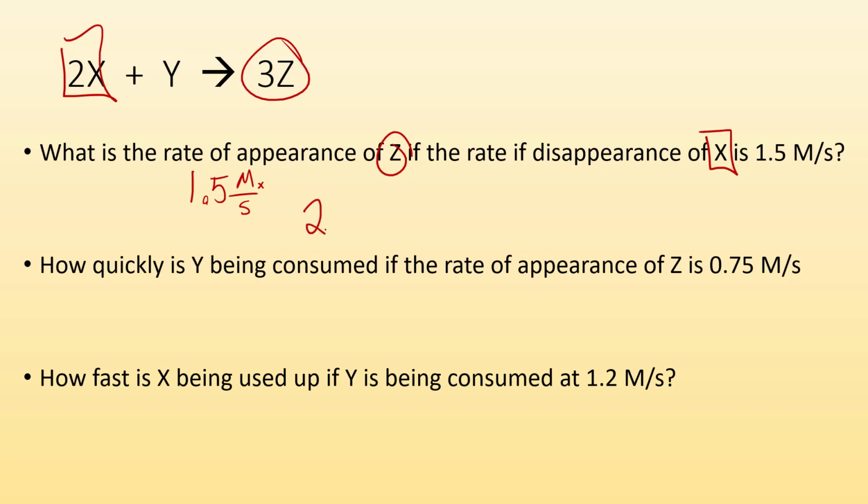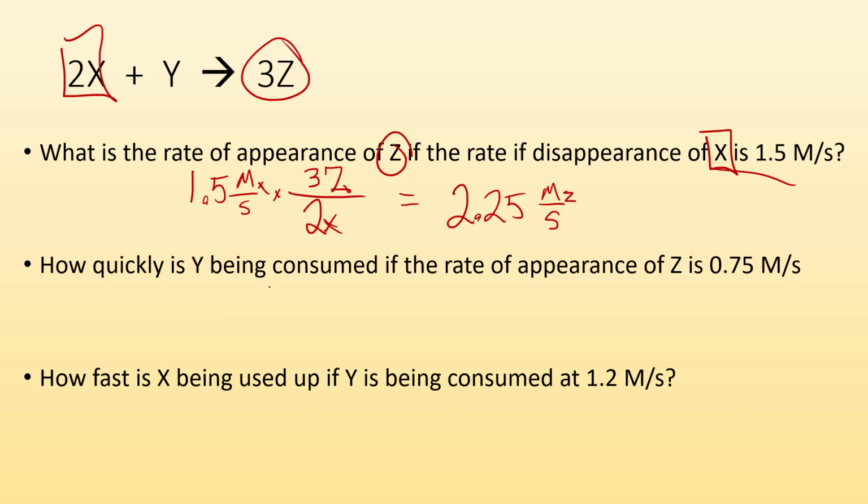So I'm going to have to say for every 2x that gets used, I'm making 3z. Now I can just multiply this and the x cancels out. And when I do that math, I end up with 2.25 molar per second. So this is for z. That's how quickly z is appearing if x is disappearing at that rate.